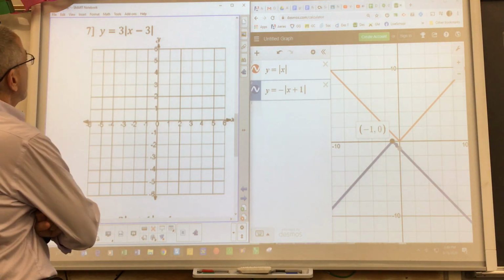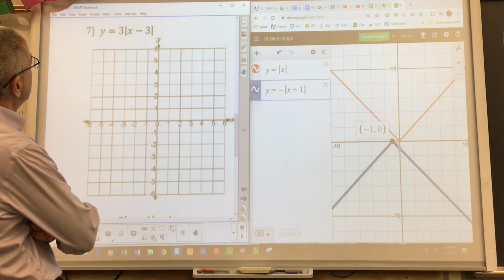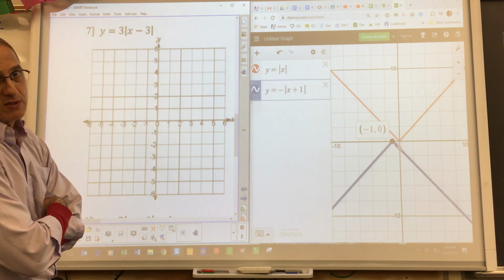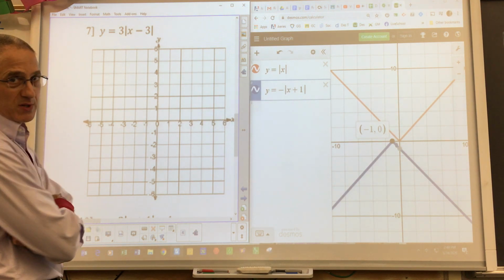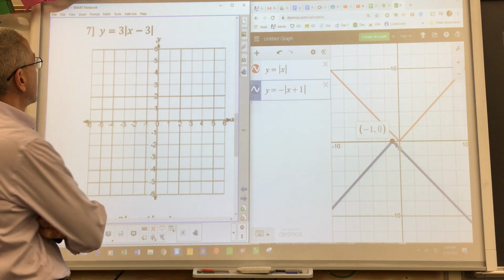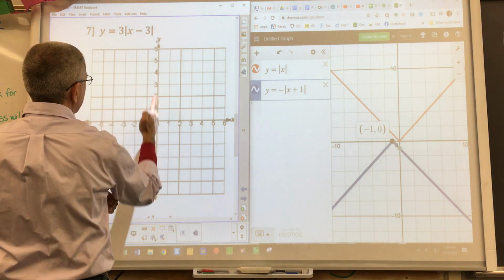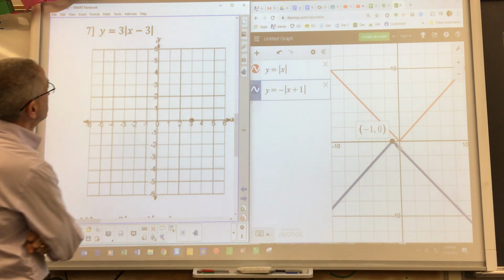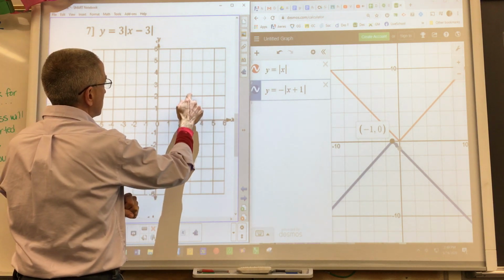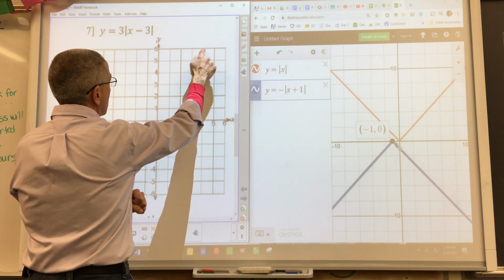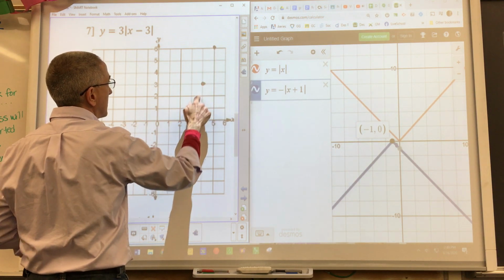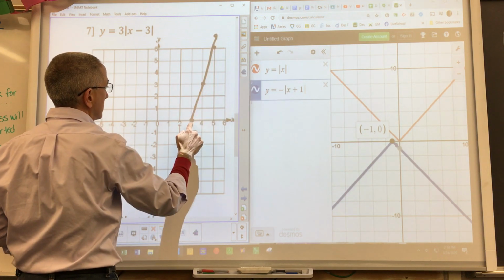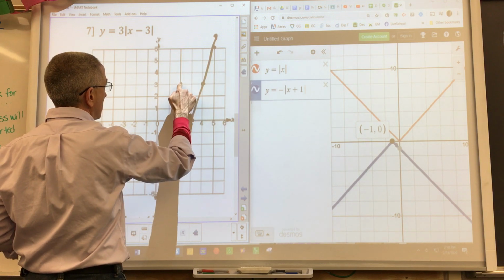So this one here, y equals 3 times the absolute value of x minus 3. Right here, it's my first dot. And it goes, that's one side of my absolute value sign. There's the other one.